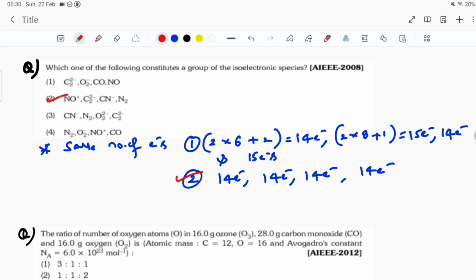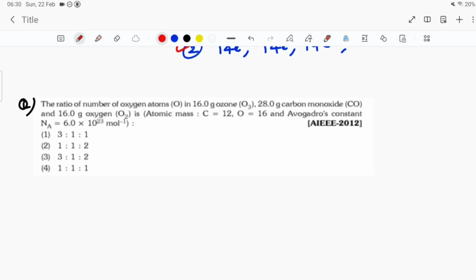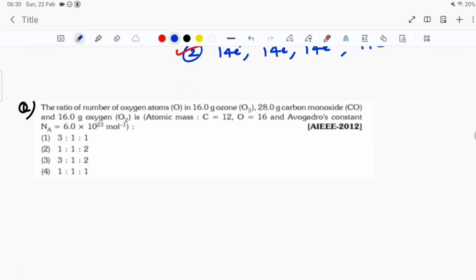Same if you do for third and fourth, you will get answers here. Matching correct answer is second option. Same number of electrons should be here. Next, moving further. Ratio of number of oxygen atoms in 16 grams of ozone, 28 grams of carbon monoxide, 16 grams of oxygen. So how we need to see here.